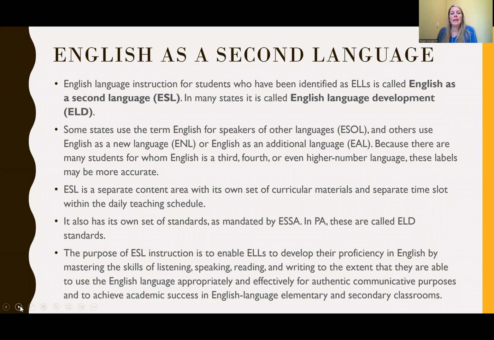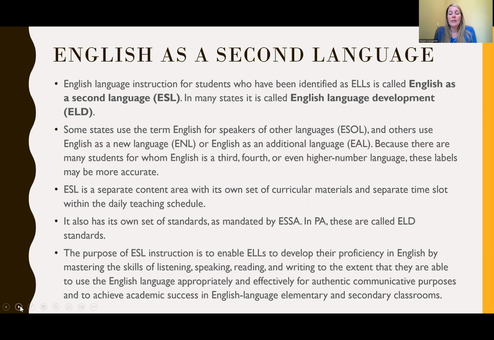So let's first talk about English as a second language. This instruction is identified as ESL. In other states, it is called ELD. In Pennsylvania, we're moving towards calling it English Language Development, or ELD. There are also some acronyms such as English for Speakers of Other Languages, ESOL, English as a New Language, or ENL, and English as an Additional Language. So this draws to mind that students are learning sometimes their third, fourth, or even more languages. So these labels are more accurate.